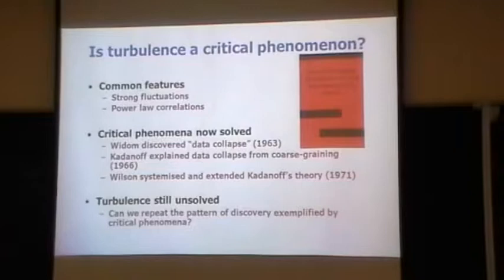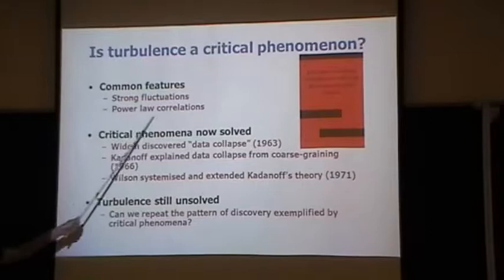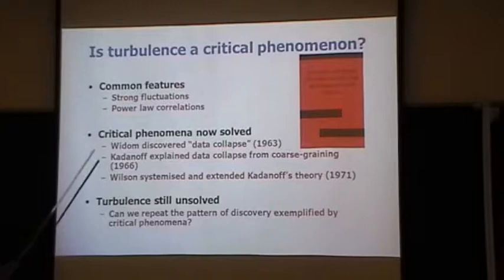So turbulence is a critical phenomenon. Why would you think it is? Well, I showed you last time that there are these parallel correlations in turbulence, and of course it's famous that parallel correlations exist in critical phenomena. Both of these systems have strong fluctuations. Now, the critical phenomena problem has been solved. The turbulence problem hasn't. And so what I thought some years ago was, I'm going to solve turbulence. Why don't we try to repeat the pattern of discovery exemplified by critical phenomena but applied to turbulence?